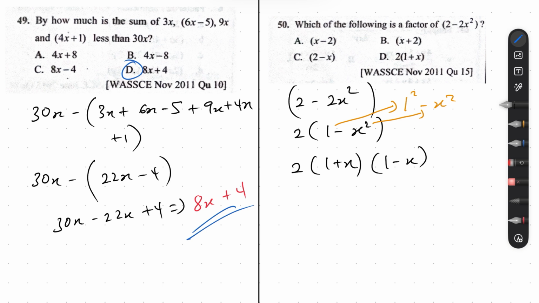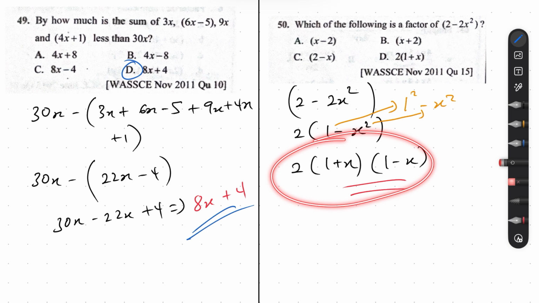So this is our answer. This is our factorized solution, okay? Now we need to compare this solution to the options and see which is a factor. Do you have x minus 2 here? No, we don't. Do you have x plus 2? No, we don't. Do you have 2 minus x? No, we don't. Now, do you have 2 multiplying 1 plus x? Yes, we do. 2 multiplying 1 plus x is a factor. So that is our answer.